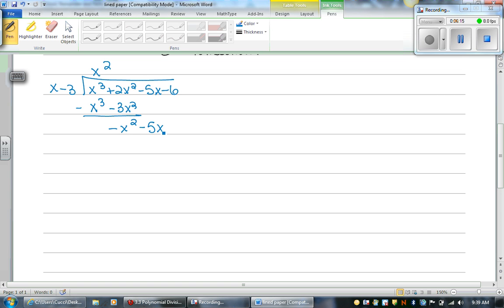Drop the 5x. X times what is 5x squared? That would be 5x. Distribute it back through, and subtract. So again, we got to change those signs. Those cancel, and this becomes negative 8x. Drop the 6.